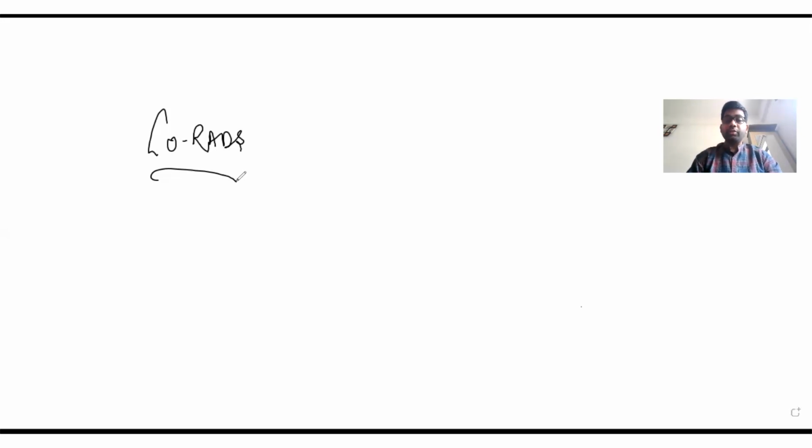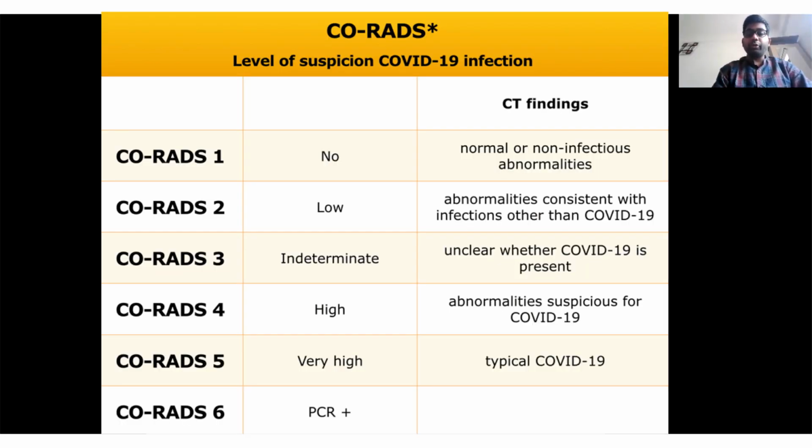Now let us see the CORADS scoring system. This is the CORADS scoring system. So what does it mean? A patient who has CORADS 1 has no evidence of any pneumonia, whether it be viral or bacterial. The patient does not have any evidence of pneumonia.